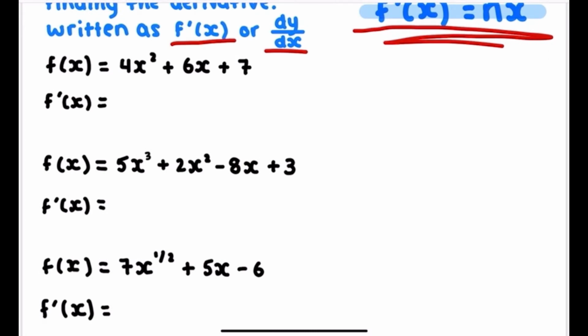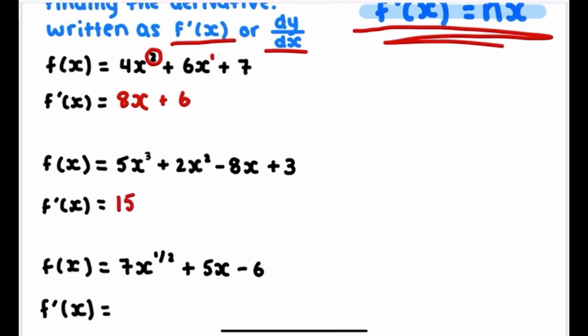So for the first term, we need to times the 4 by the power, which is 2, giving us 8x to the power of 1, as we're taking 1 off the power. However, anything to the power of 1 is just itself. For the second term, 6x, we need to times the 6 by 1 and then take 1 off the power, which would leave x to the power of 0. However, anything to the power of 0 is just 1, so this would be left as 6. The derivative of any constant is always 0, so for the 7, the derivative of this is just 0, so we don't need to write anything else for this expression.